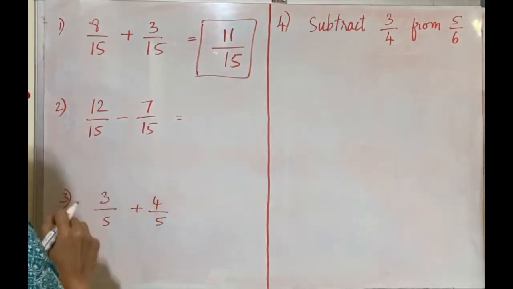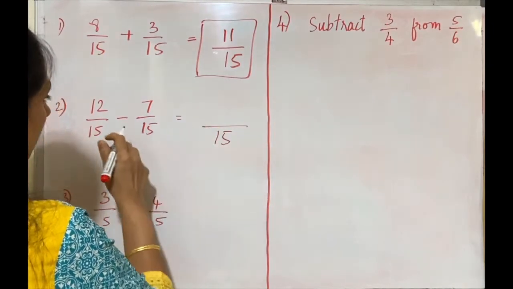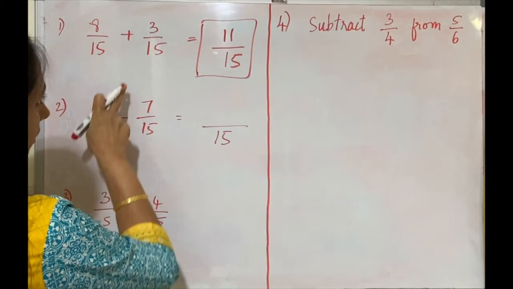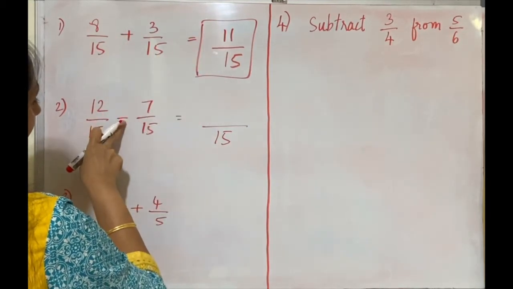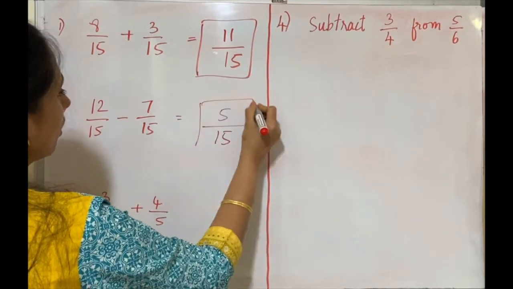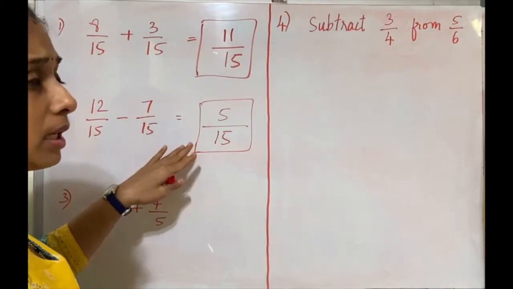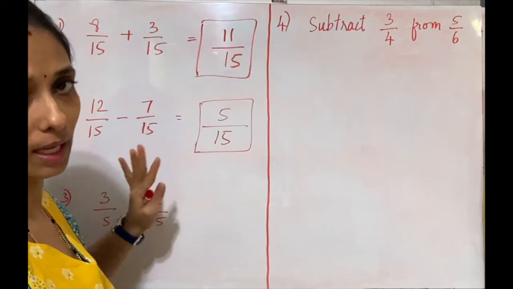Here, these two are also like fractions. So what should you do? You will take the same denominator. You will write 12 minus 7 because you have a minus sign here. Here you had plus, so you did 8 plus 3. Here you have minus, so you will do 12 minus 7, that is 5. This is your answer. You can do this only if the denominators are the same. This is applicable only for like fractions.